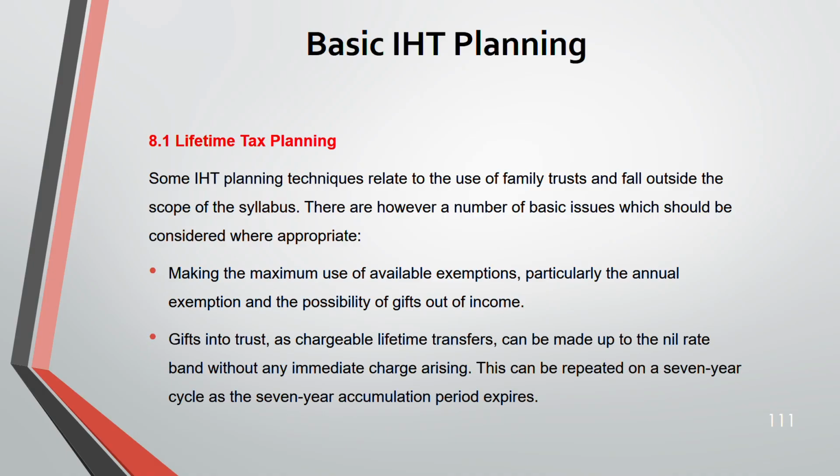The next, gifts into trust, such as a chargeable lifetime transfer, can be made up to the nil rate band, that is 325, without any immediate charge arising. So this can be repeated on a 7-year cycle, as the 7-year accumulation period expires after that. And every 7 years, you will keep on gifting into trust up to the amount of the nil rate band so that you don't have to pay anything.